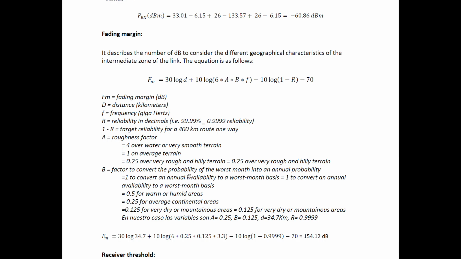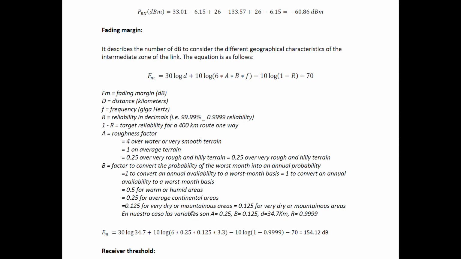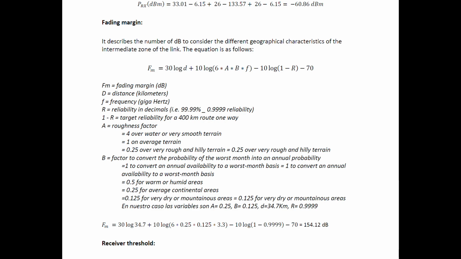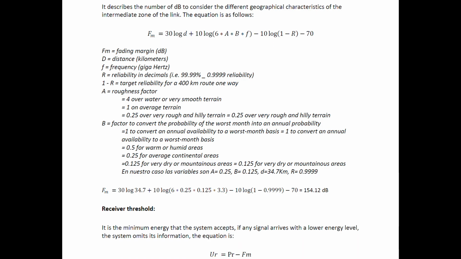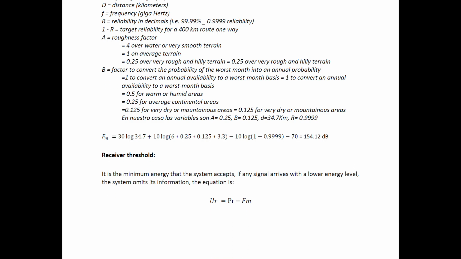Another is the factor to convert the probability of the worst month that has to be about the climate of the space where we are going to put the radial link. In that case, this parameter is 154.12 dBs. Later, we have the receiver threshold, that is the minimum energy that the system accepts. If any signal arrives with a lower energy level, the system omits this information.